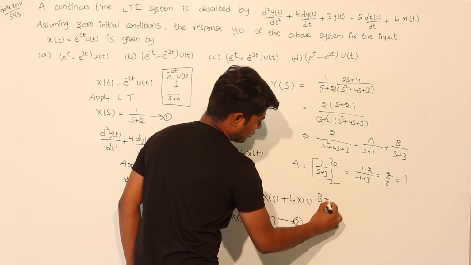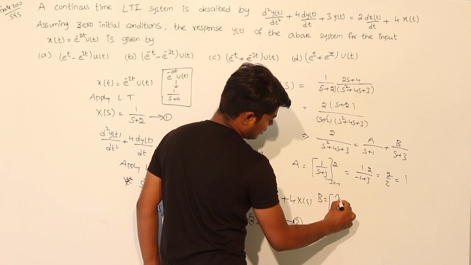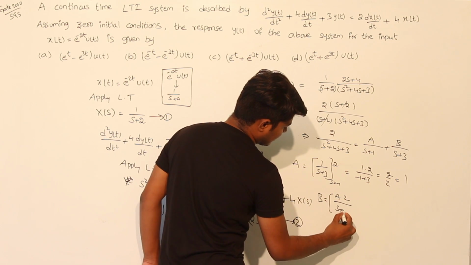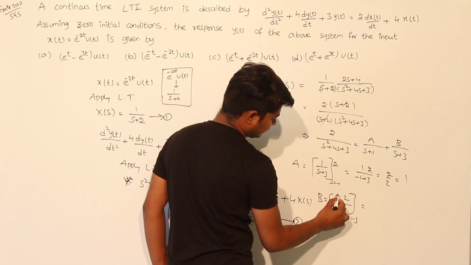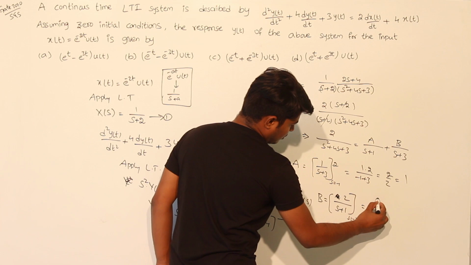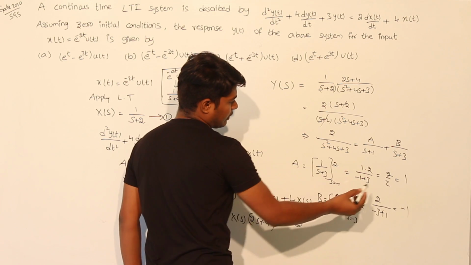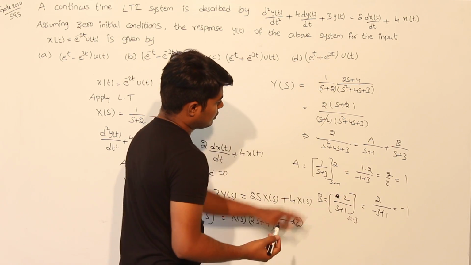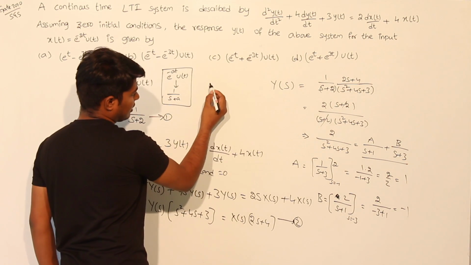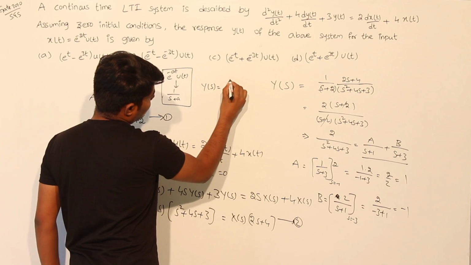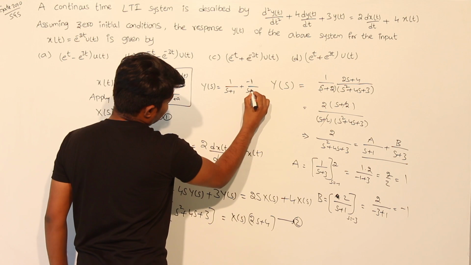Now for getting the b value, substitute s equal to minus 3 in the other term, 2 by s plus 1. You substitute s equal to minus 3. This will be equal to 2 by minus 3 plus 1, so minus 1. So we have got a value as 1 and b value as minus 1. Substitute a equal to 1, b equal to minus 1 in this equation. You will get Y of s is equal to 1 by s plus 1 minus 1 by s plus 3.